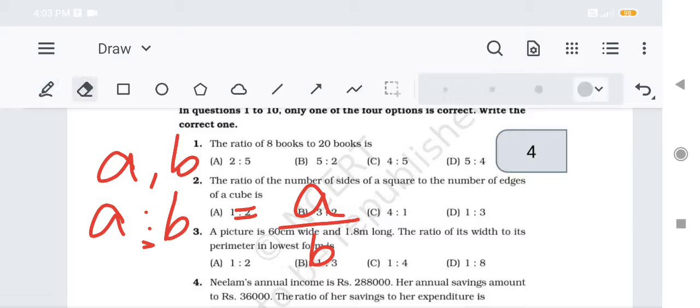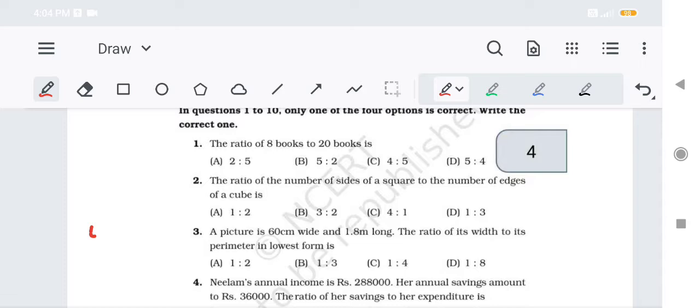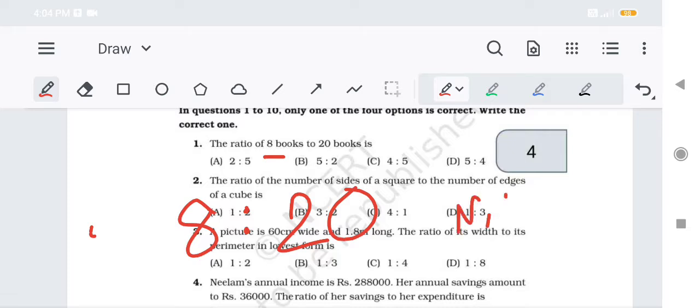This is a very simple logic and knowledge of ratio. Okay, so here in this question it is written we have to find the ratio of 8 books to 20 books. So this will be written as 8 is to 20. Okay, and also keep it in your mind, whenever you are writing the ratio, just try to keep it in its simplest form. We know that in case of fractions, simplest form means both the numerator and denominator will get their HCF 1.